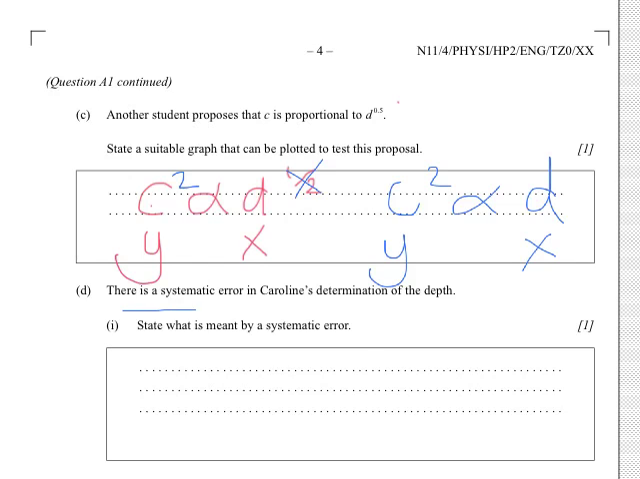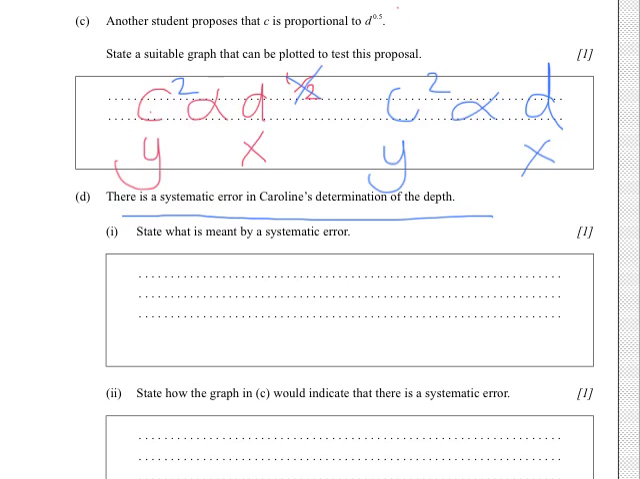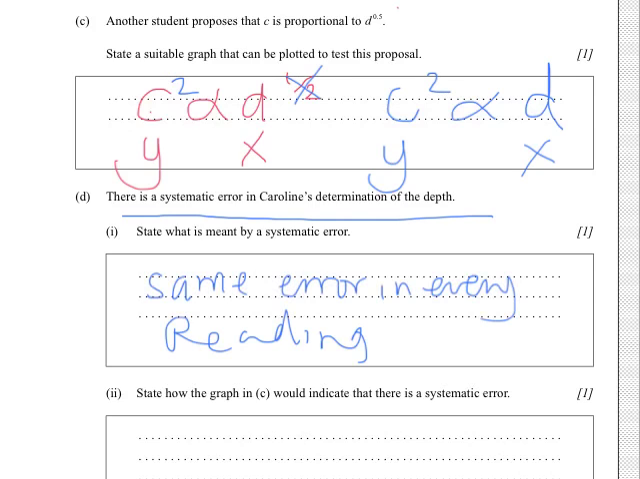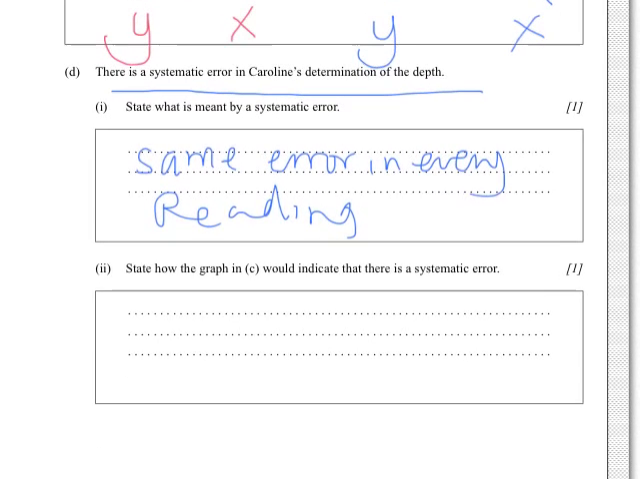There is a systematic error in Caroline's determination of depth. State what is meant by a systematic error. So that's a simple definition. It means that we have the same error in every reading. Okay, so we're consistent by a consistent amount. And then state how graph in C would indicate that there is a systematic error.